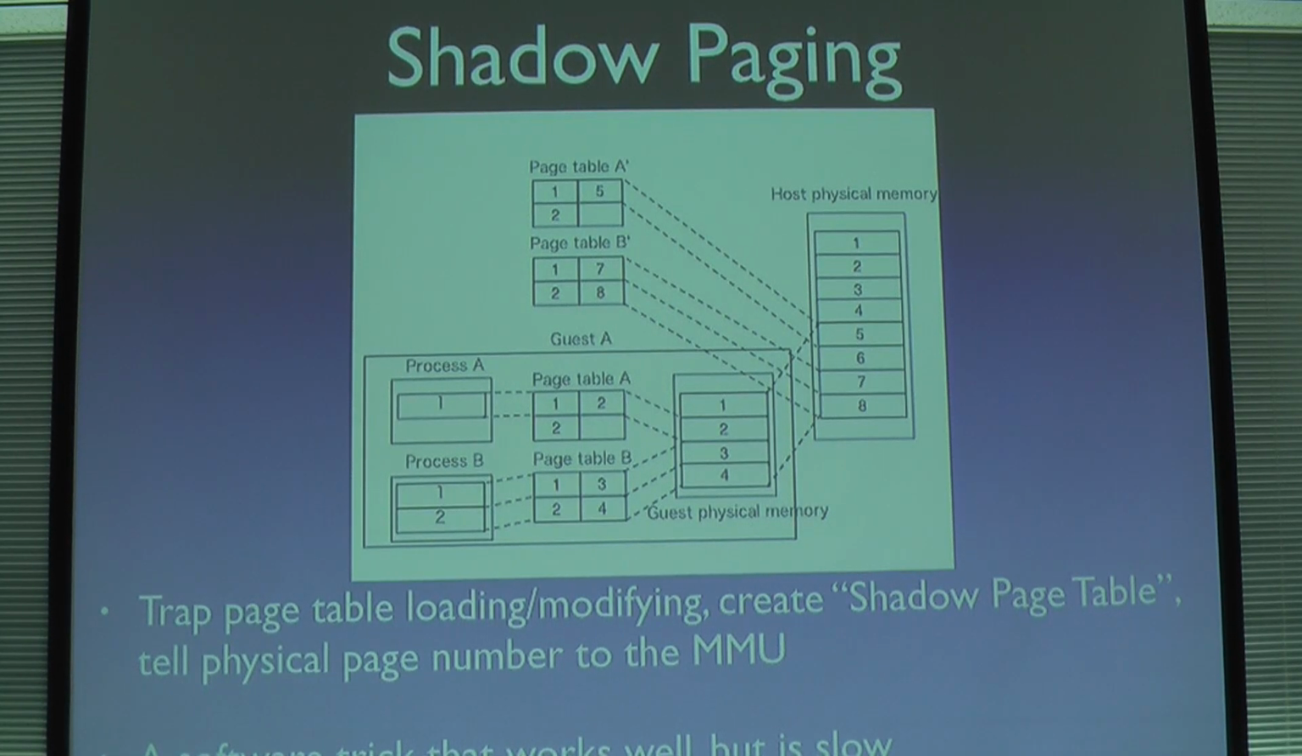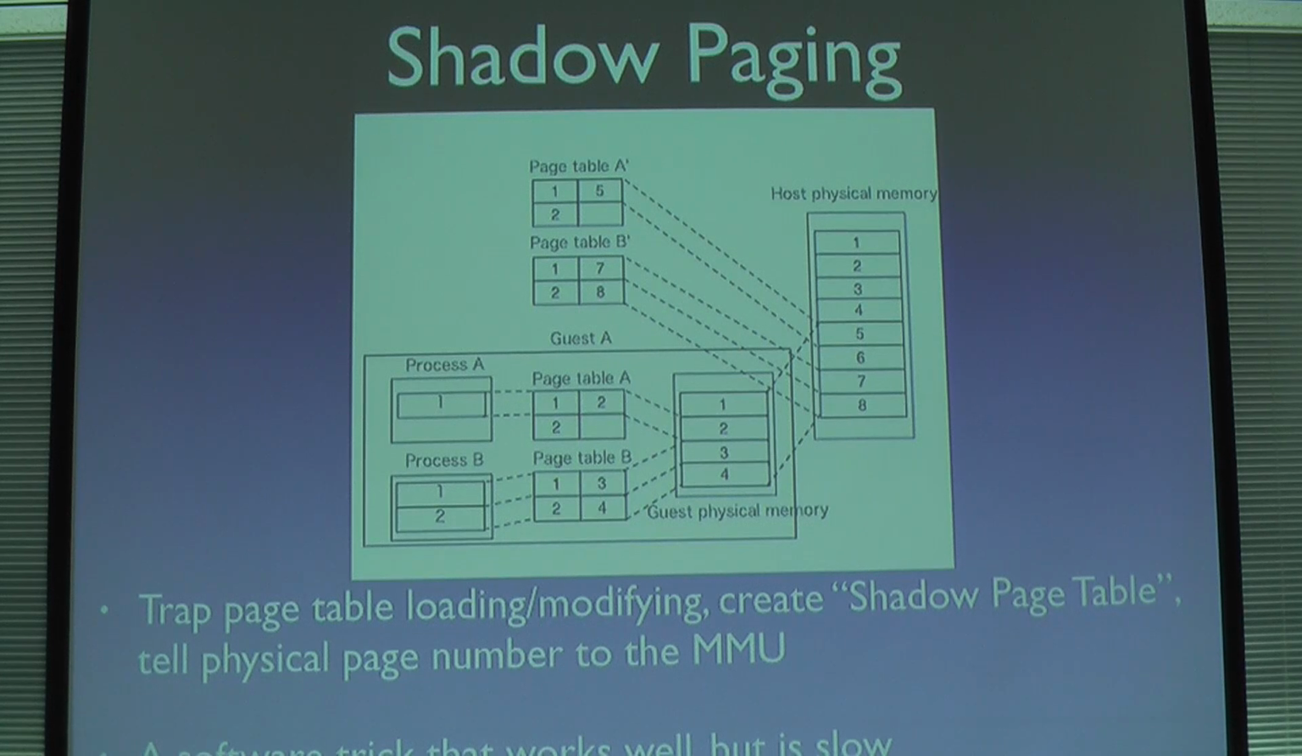So you need to trap any access of the CR3 register, which contains the page table address. If the guest operating system wants to change the page table, the hypervisor traps it. And also if the guest operating system tries to modify a page table entry, you need to trap that too.